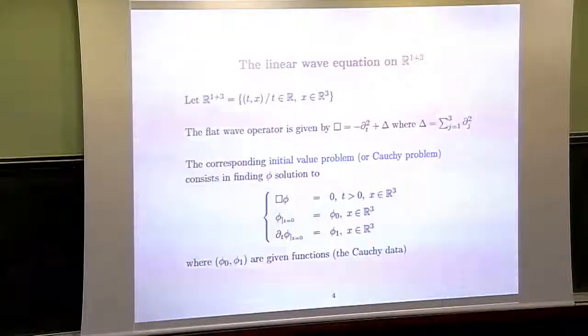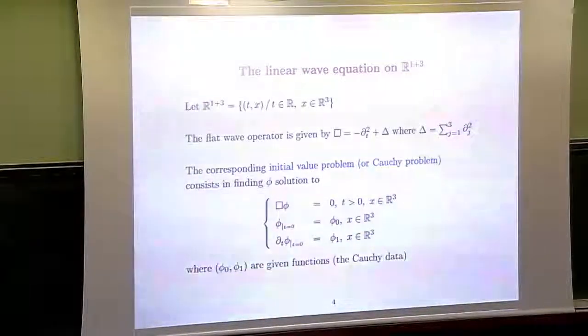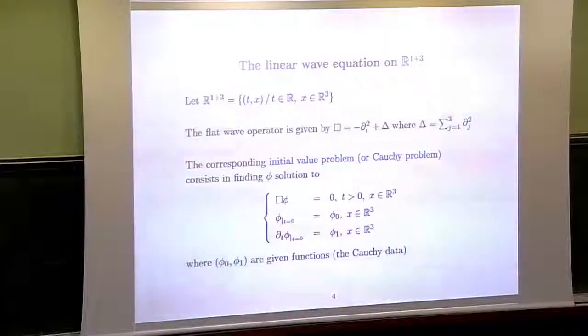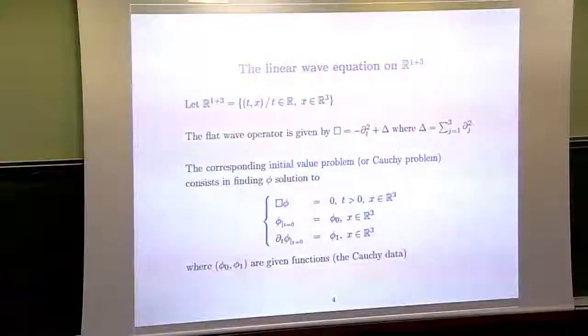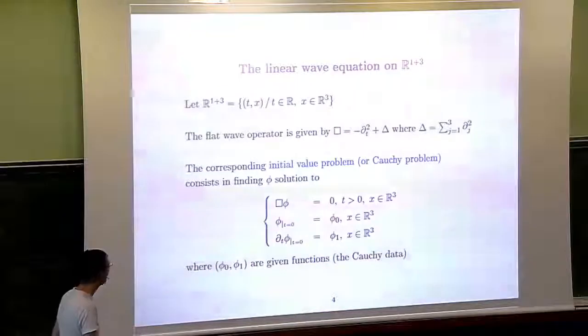So the corresponding initial value problem is an evolution problem. You have two derivatives in time, so for the corresponding initial value problem, you should expect to have to prescribe the function and the first derivative at time zero. Therefore the Cauchy problem, or evolution problem, for the wave equation is: box phi equals zero, phi at time zero is phi zero, and dt phi at time zero is phi one. Phi zero and phi one are the so-called Cauchy data. So you have to prescribe these two functions, and then you can solve this problem.